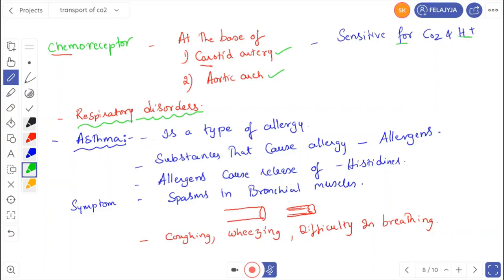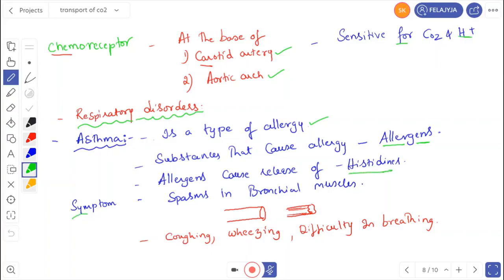Now let us go for the next one, respiratory disorders. In the respiratory disorders, the first one is asthma. Asthma is a type of allergy. The substances which cause allergy are called allergens, and these allergens stimulate the release of histamines.